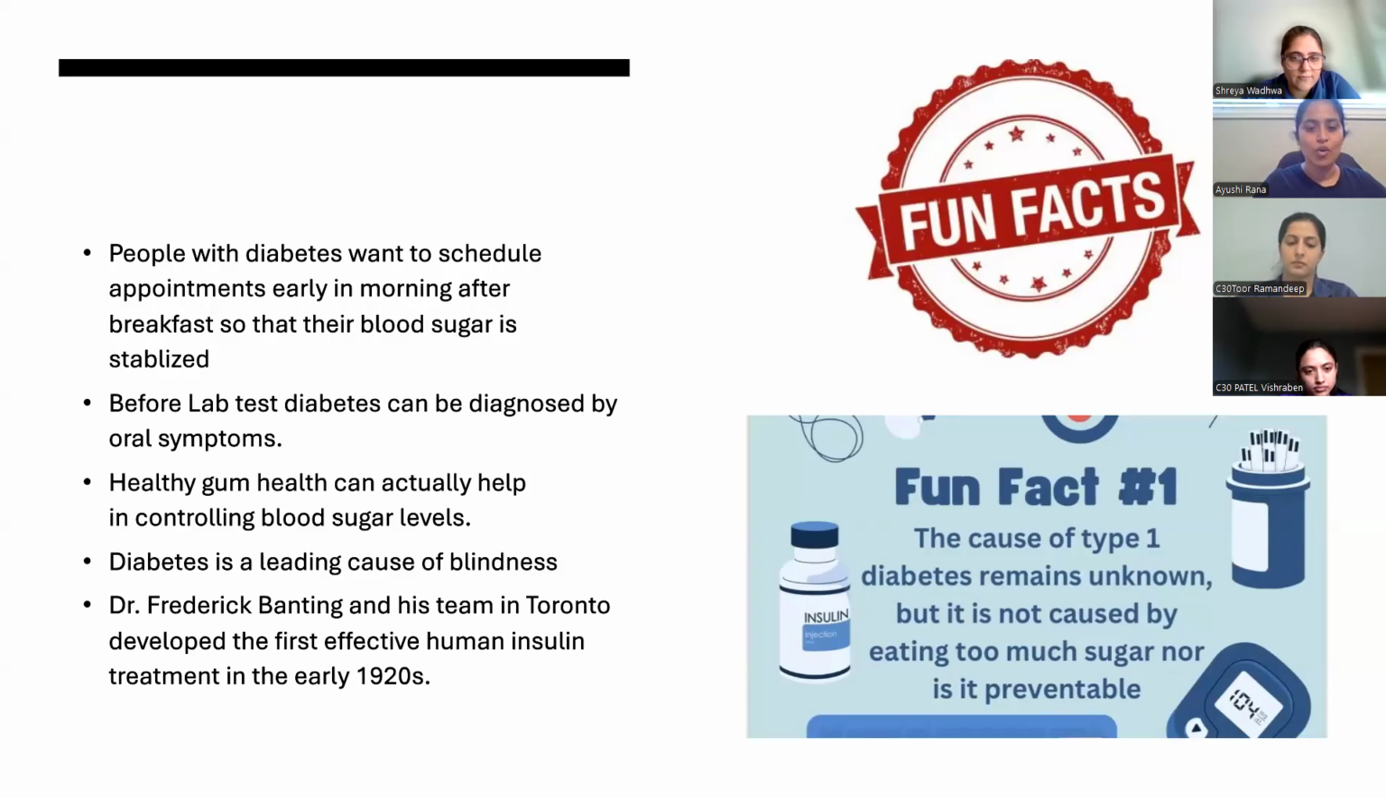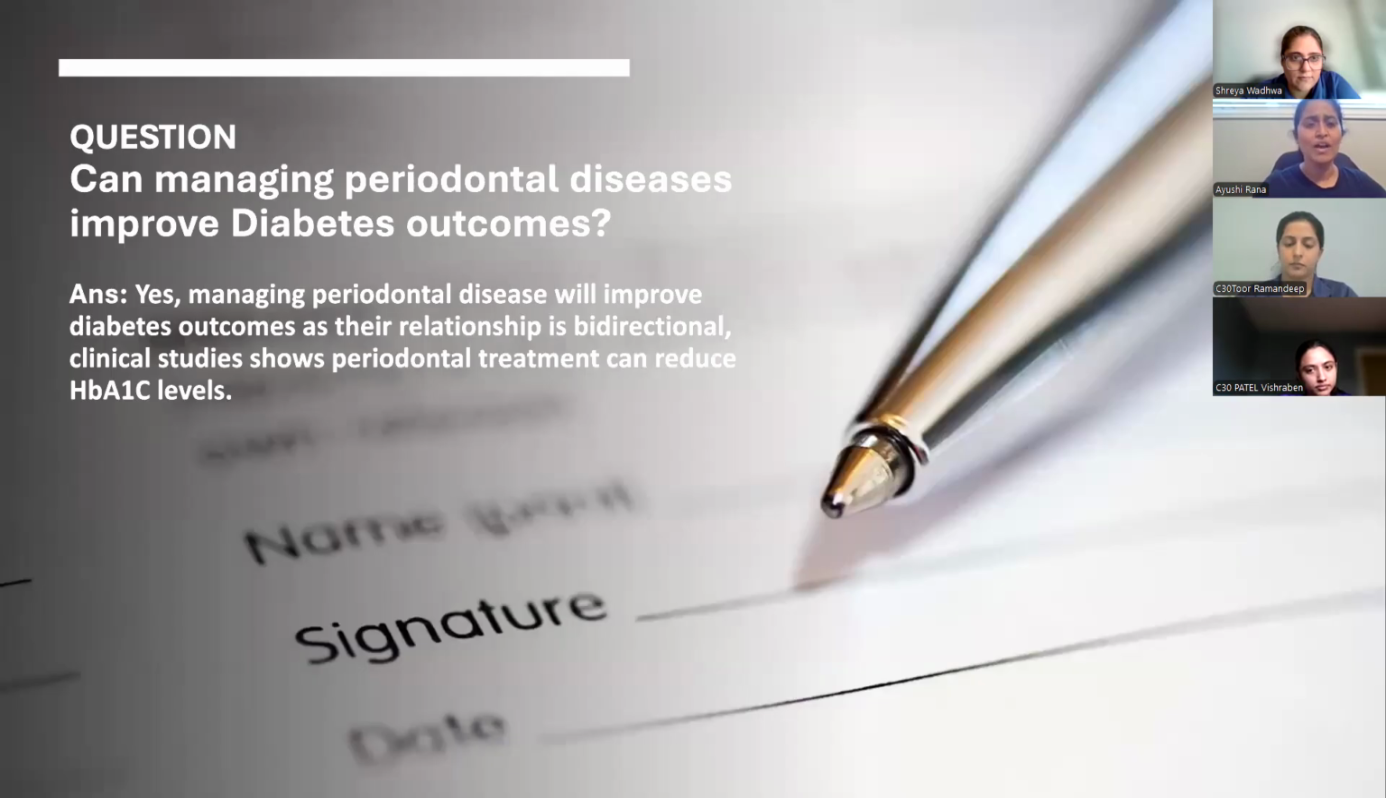Diabetes is a leading cause of blindness. Dr. Frederick Banting and his team in Toronto developed the first effective human insulin treatment in early 1920s. And one more fun fact that type 1 diabetes cause is still unknown, but it is not caused by eating more sugar.